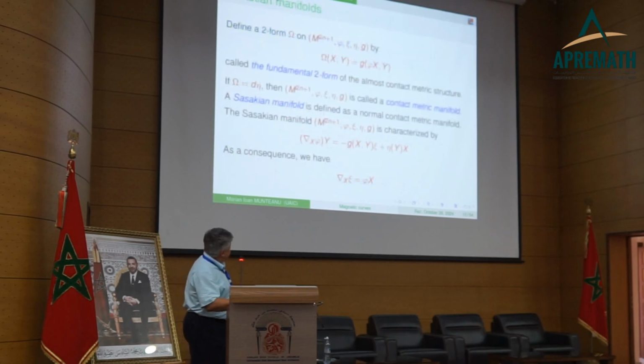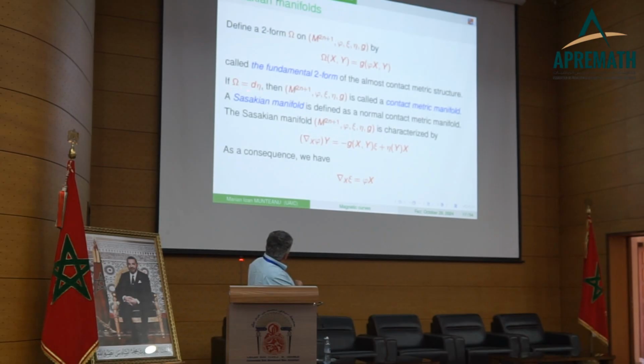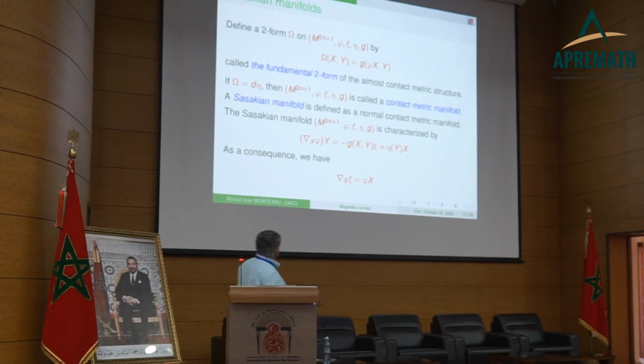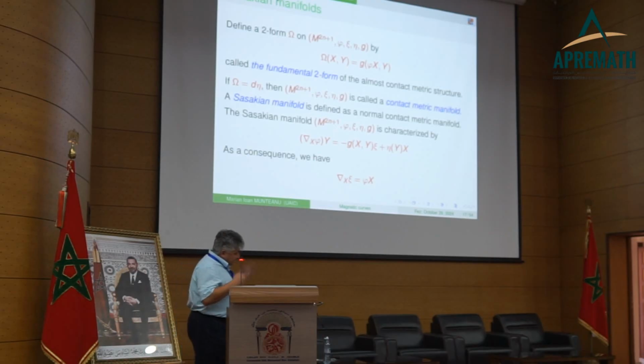Because of this condition, this omega is a good candidate for a magnetic field. In fact, we have more. It is an exact two-form here, and in our formulation, this eta is called the potential one-form.